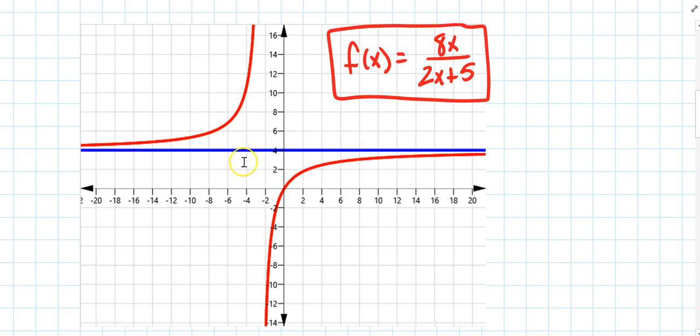Here's another example of a horizontal asymptote, in a different location. Here's the rational function f of x equals 8x over 2x plus 5. This blue line represents the horizontal asymptote, and I can tell that the equation is the line y equals positive 4 because it goes through the y-axis at 4. We're going to learn how to find these from the graph, but they don't necessarily have to be at 0.